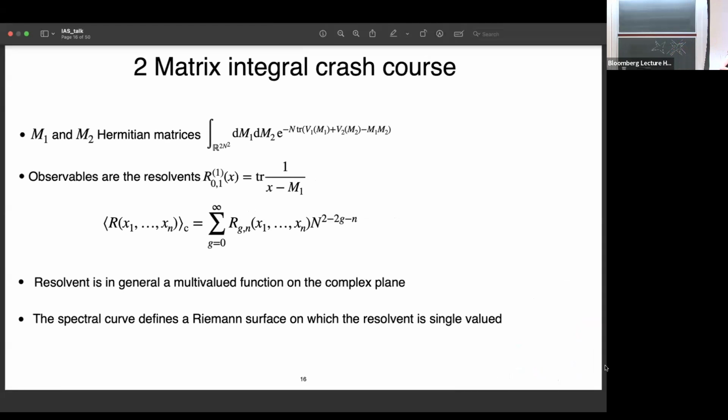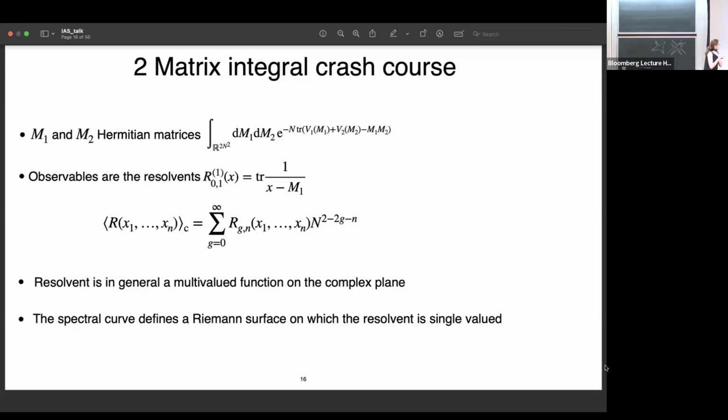And the observables in a matrix integral, at least before you double scale, where double scaling means that I take the size of the matrix to infinity and zoom in on a specific region of the eigenvalue distribution. But for now, let's not double scale. Then the natural observables are the so-called resolvents, the trace of 1 over x minus M1. And we can also study products of resolvents, which is this object over here. If you take the connected part, then they satisfy an expansion of this form.